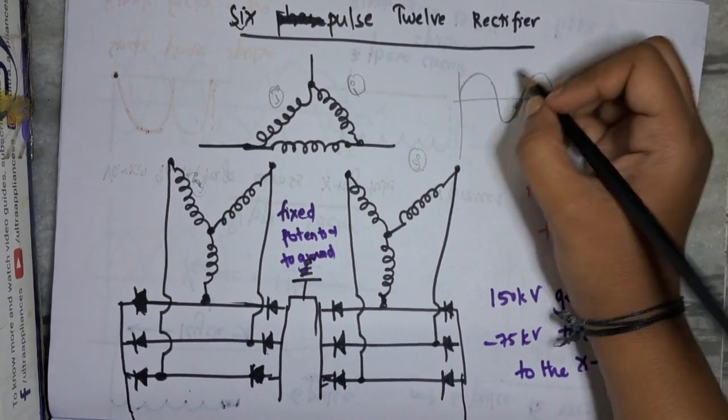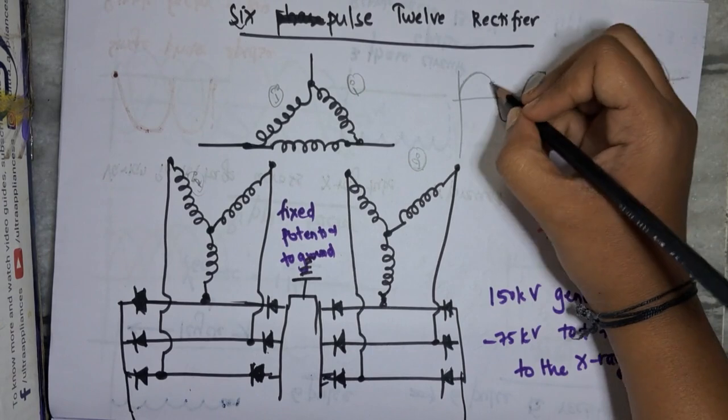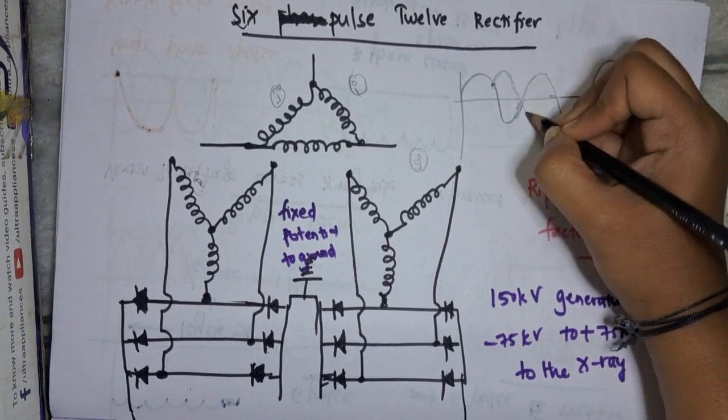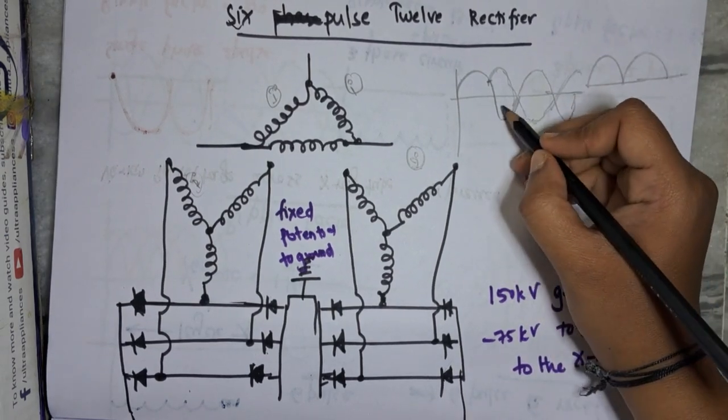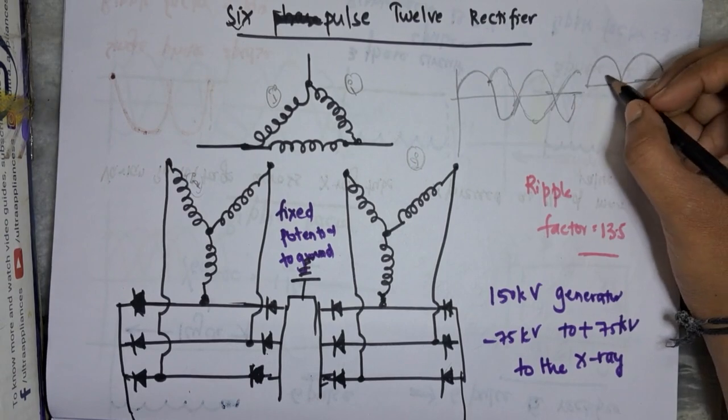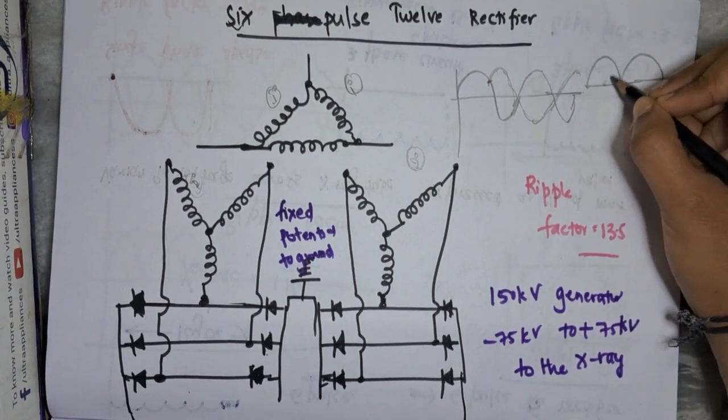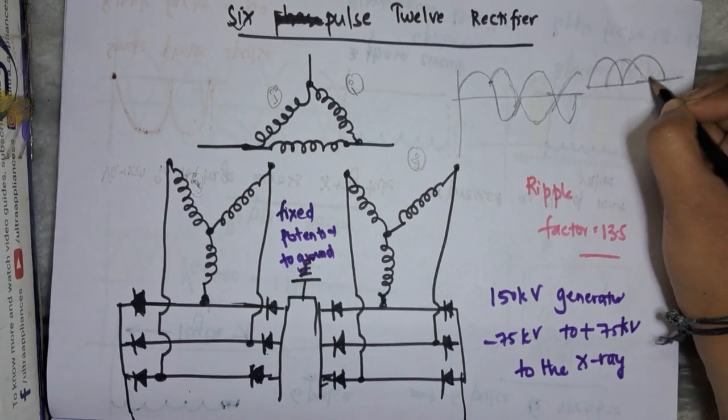Then we have the second one, which is 120 degrees out of phase. So it will start like this, it will be like this. So it is almost 120 degrees out of phase, so it will be something like this.